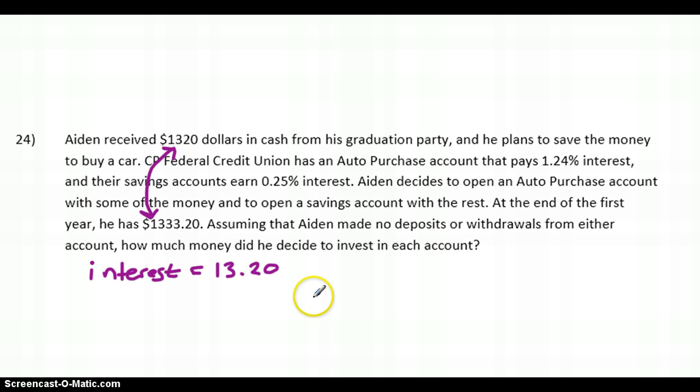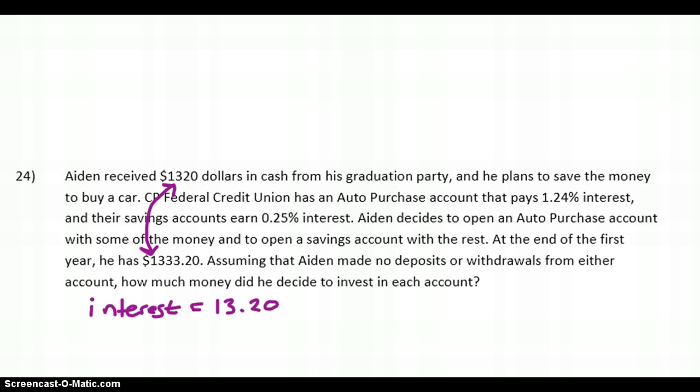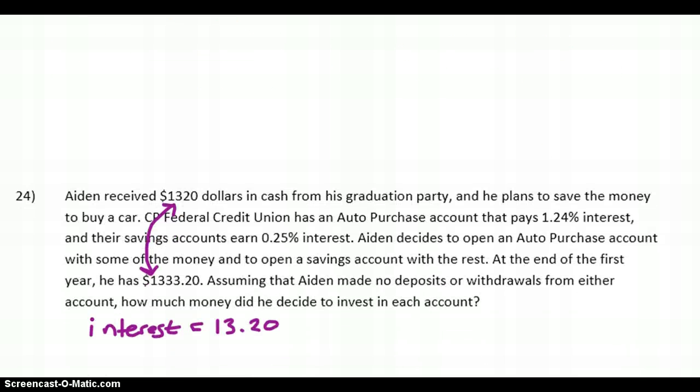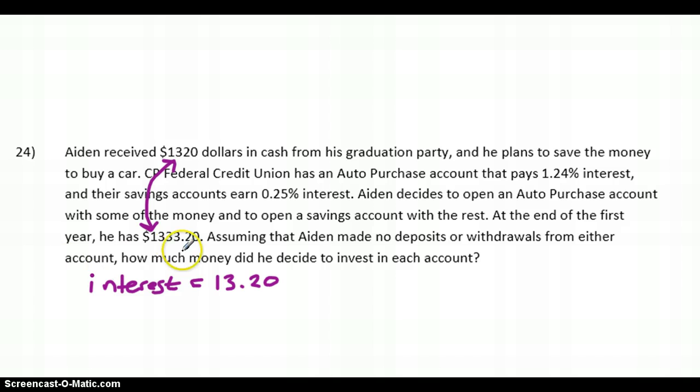Alright, so I'm going to set up my equations exactly like I did in number 23 above, except for the fact that my interest value right here is going to be that 1320. Okay. I wasn't told how much interest, but I was told the final amount at the end of the year, so I just take the difference to get how much I earned in interest. Next.